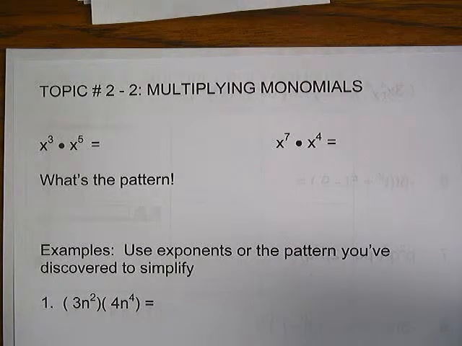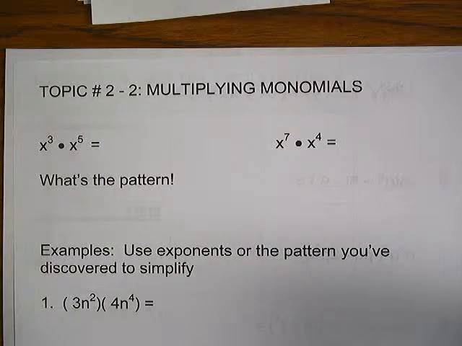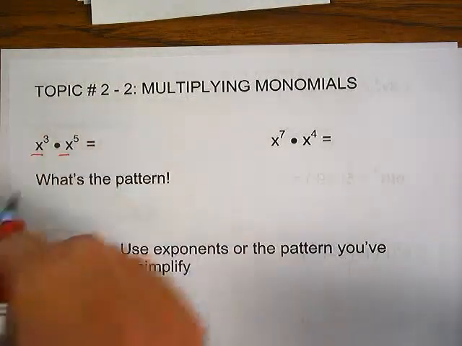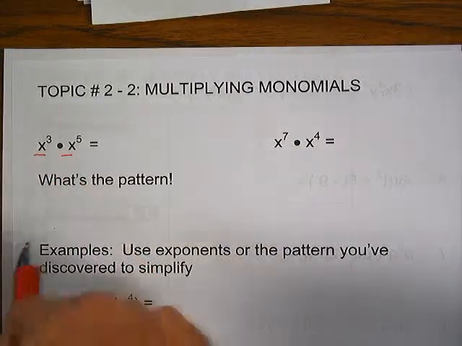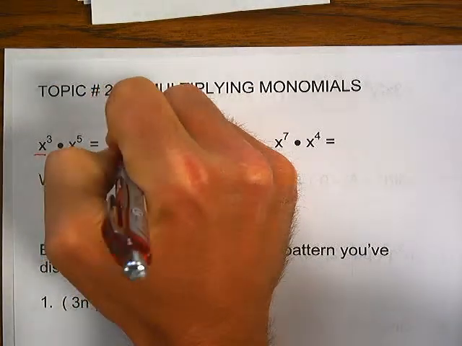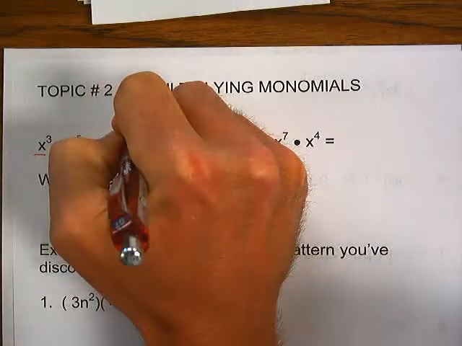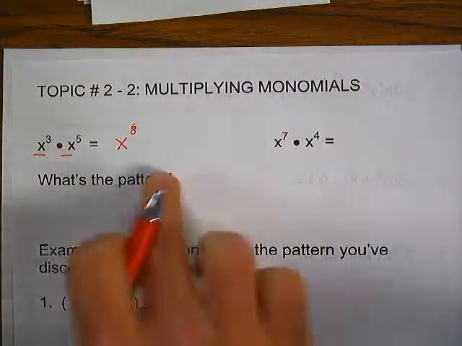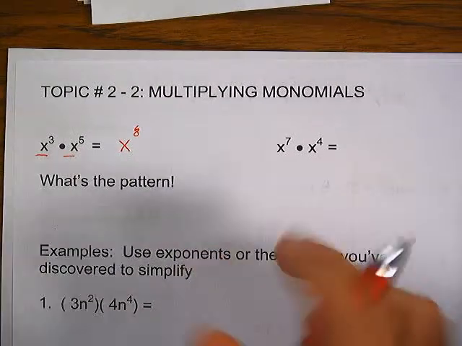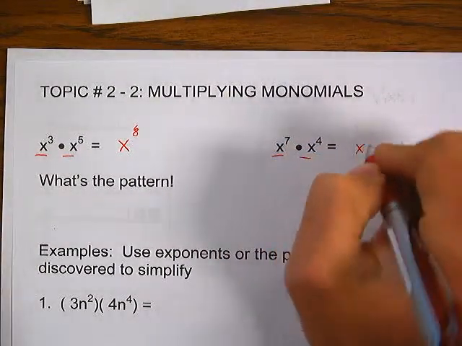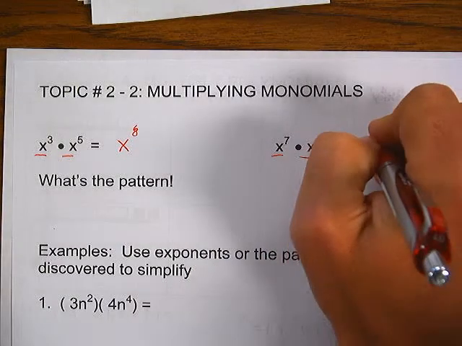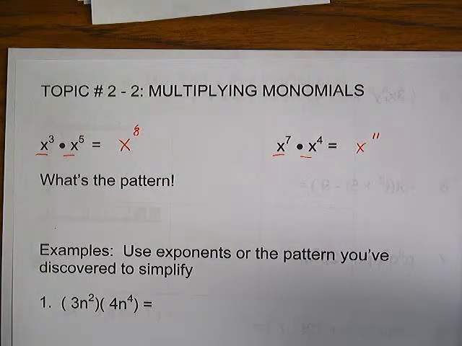Now, if you look up at the top, we have x to the third times x to the fifth. If we remember our rules from last time, when we're multiplying like bases, like in this case x, we add the exponents. So this would be x to the 5 plus 3 is 8. Same thing right here, x to the 7th times x to the 4th. The like base is x, and add the exponents. 7 plus 4 is 11, so that's x to the 11th.